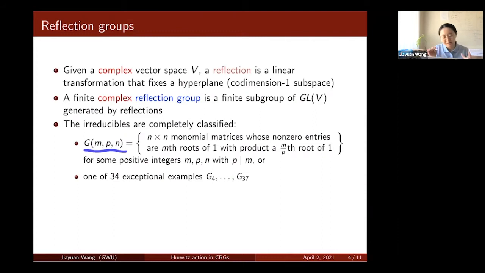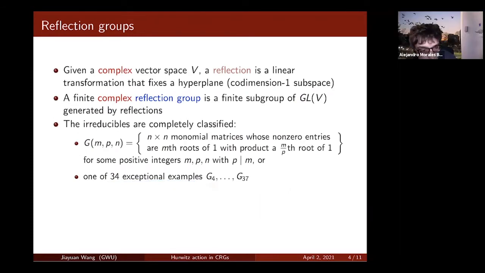Here in this big infinite family, we have G(m,p,n), where we require m, p, n to be positive integers, and p divides m. An element in this group is an n by n monomial matrix. That means in each row and each column, there is exactly one non-zero entry. We also have an extra condition that each non-zero entry should be an mth root of unity, and the product of all those non-zero entries is an (m over p)th root of unity. And then besides this infinite family, we also have 34 exceptional ones.